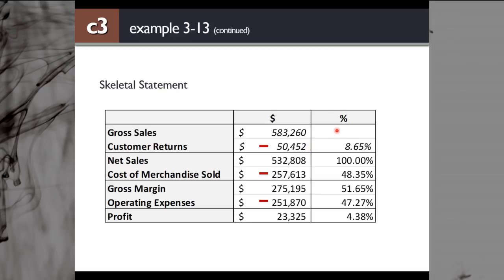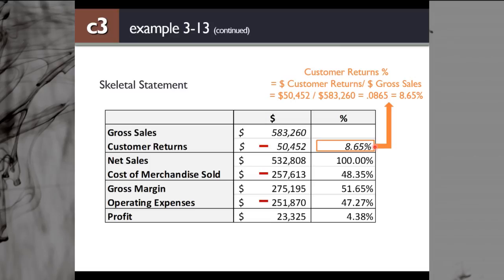And now you have the figures with the percentages, right? So how do you calculate this? Just for the customer returns, as I mentioned on the previous slide, this 8.65 can be calculated based on the formula on the top. So customer returns percentage will be dollar customer returns divided by dollar gross sales, and you will get 0.0865, and that will be 8.65%.